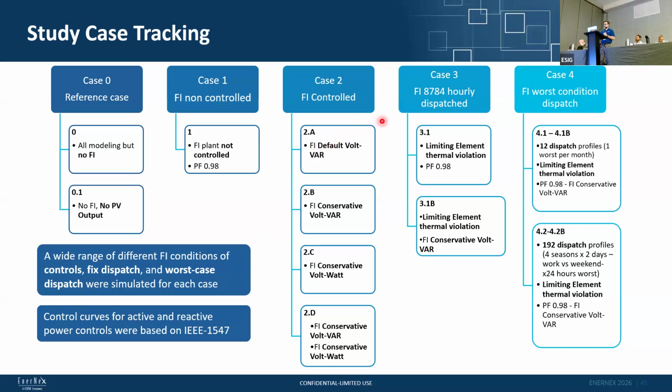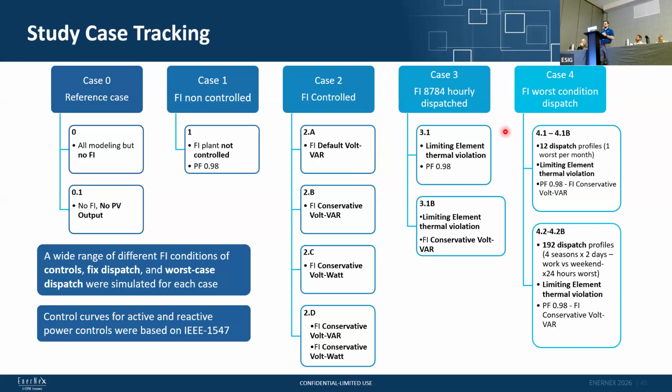Case 2 talks about a lot of the different volt var or volt watt methods used, and the curves for those are based on IEEE 1547. So some of you might be familiar with how those look. But yeah, case 2 is just no curtailment. Case 1 and 2 are no curtailment, but just different control methods for the FI plant itself. And then case 3 and 4 go into the curtailment strategies that we might have to apply to eliminate some of these violations.